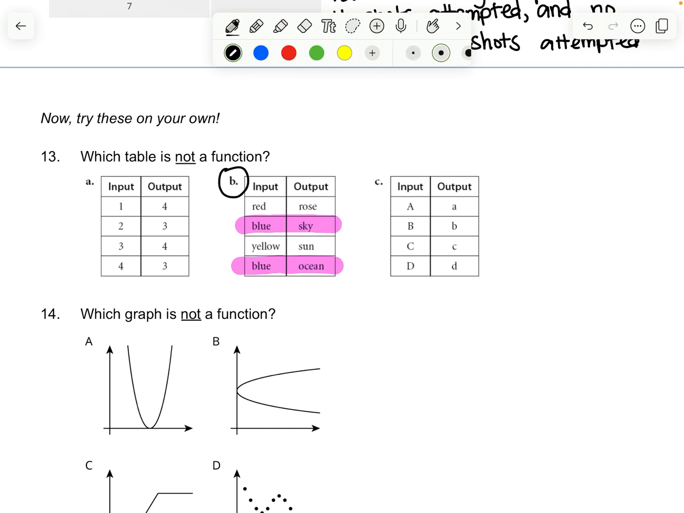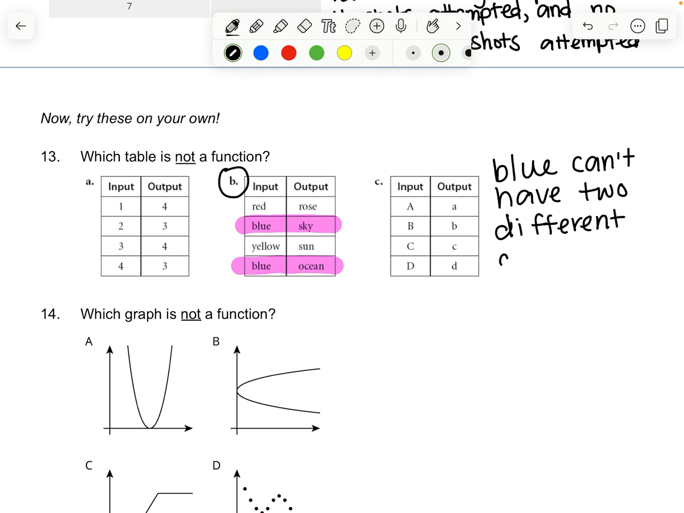So off to the side, I'm going to put blue can't have 2 different outputs.